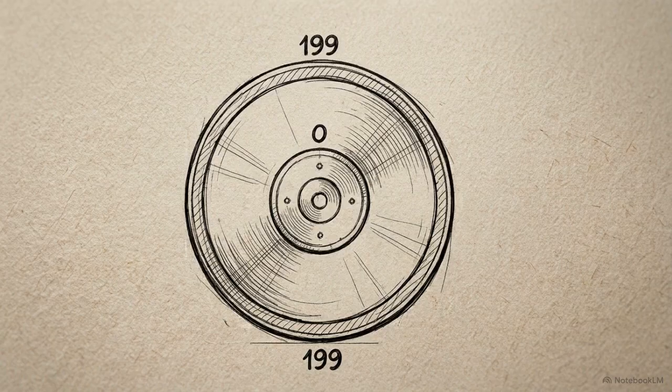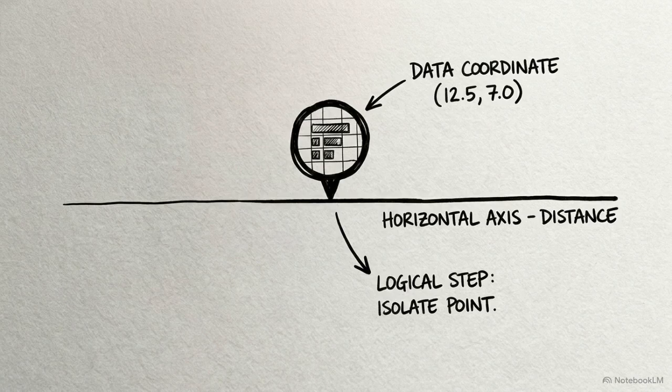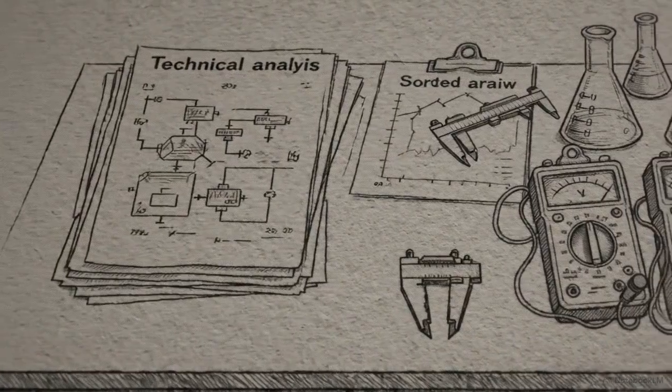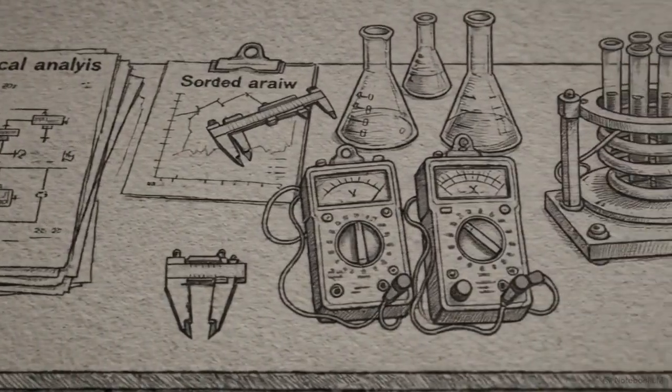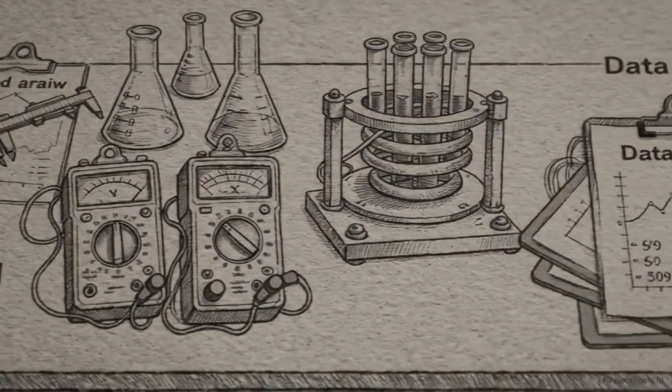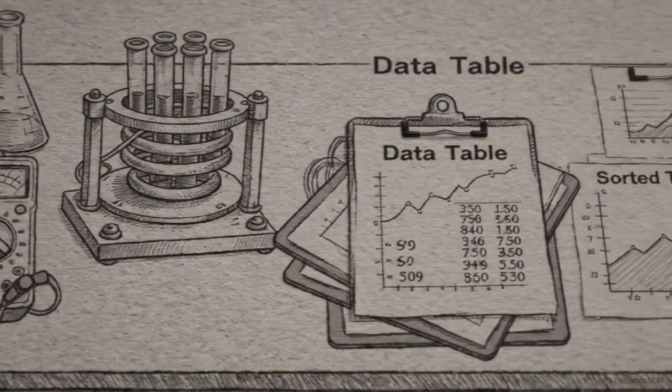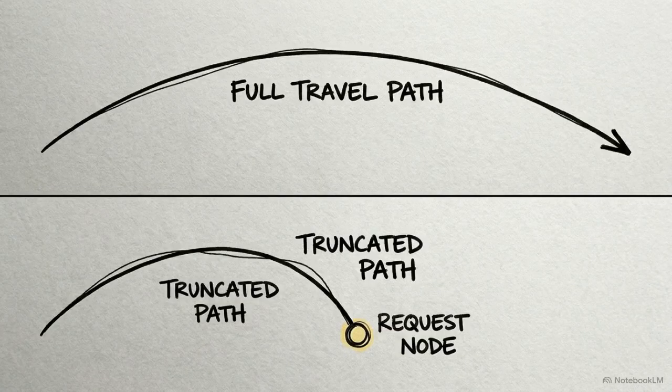LOOK strictly avoids the physical boundaries of cylinders 0 and 199 unless a specific user request requires traveling to those exact coordinates. We can prove the efficiency of this approach by running the algorithm through a standardized test queue and calculating its total head movement. By predicting the data path and truncating the hardware's travel before it hits empty space, we minimize mechanical latency.